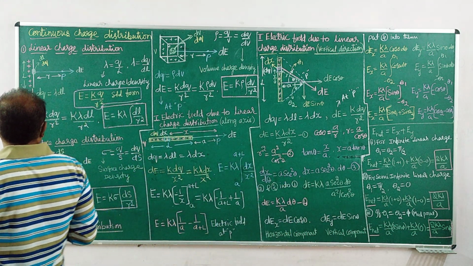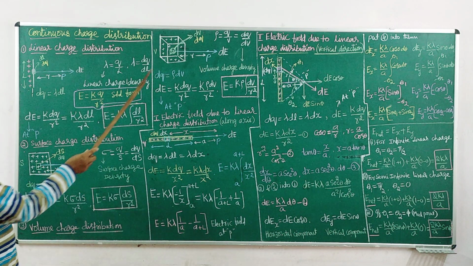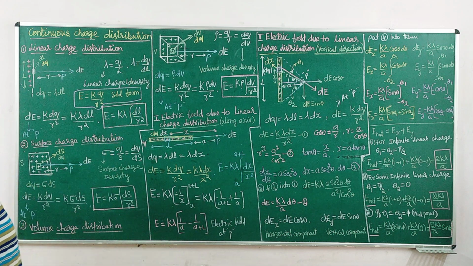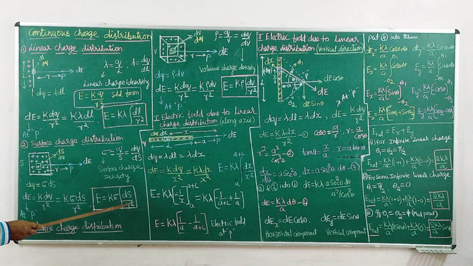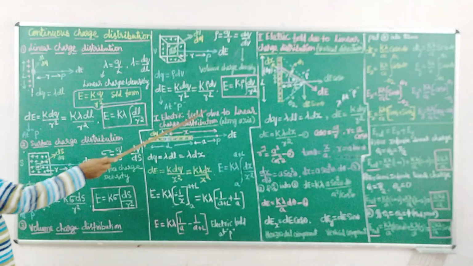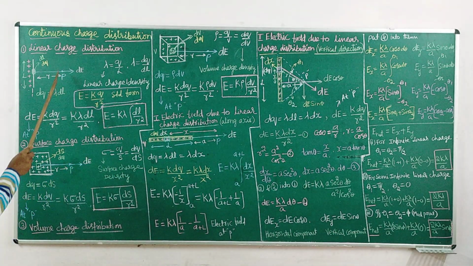So now it is clear about the distribution of charges, the shapes like this: linear shape, planar shape and voluminous shape. And the electric field general formula is this, which uses the equation of charge density. Upon integration we get the finite value, that is the total value of this field.